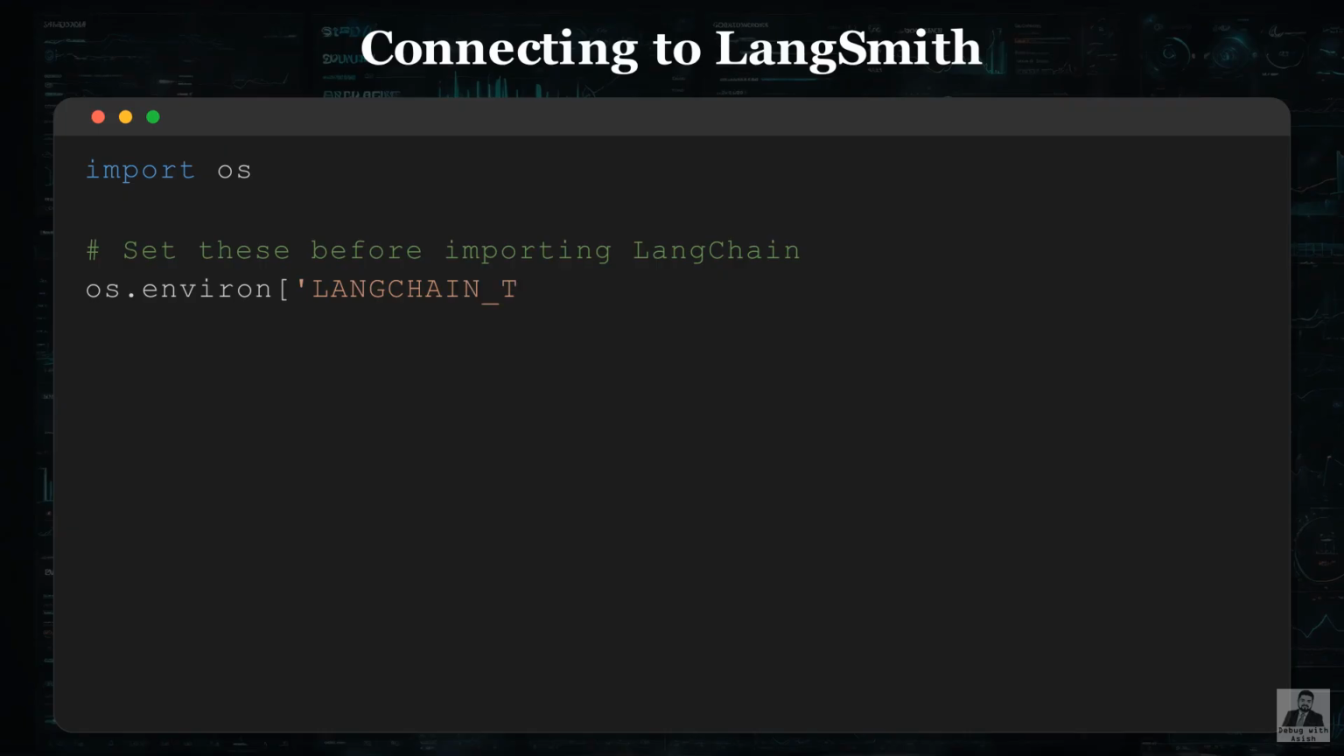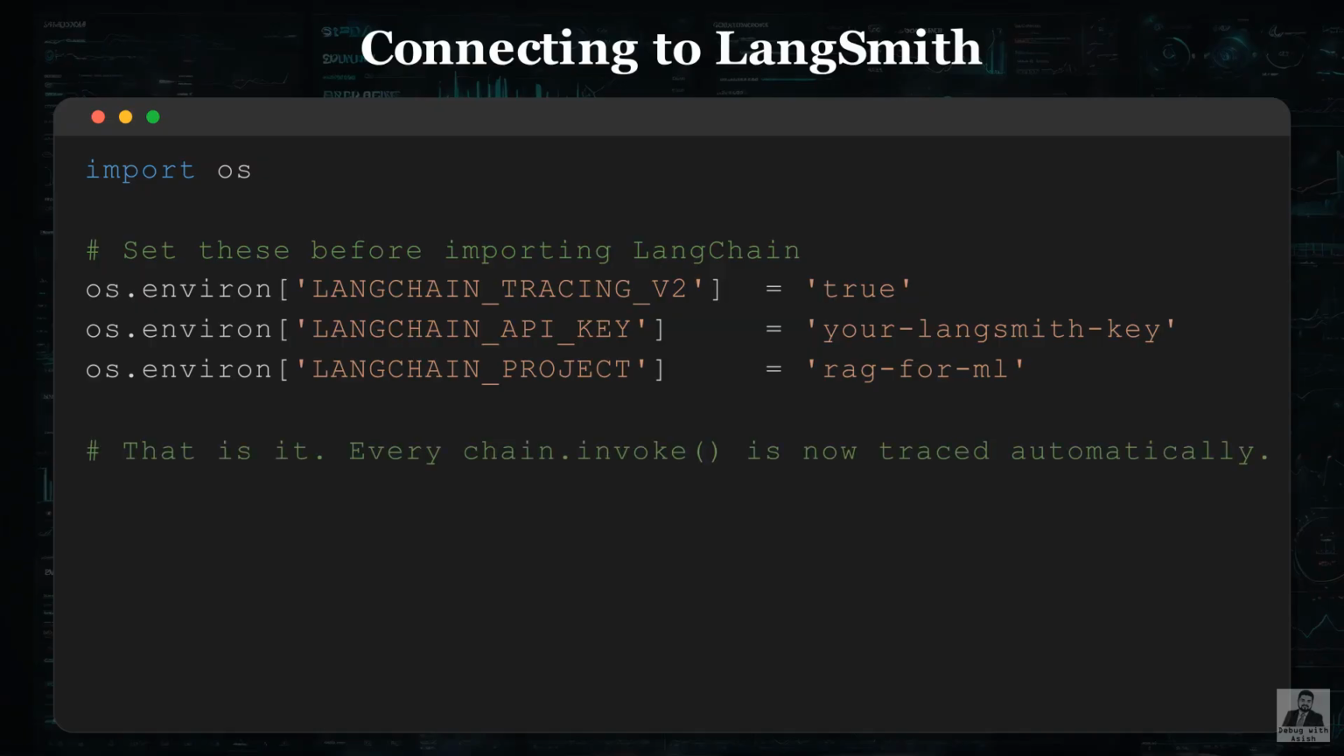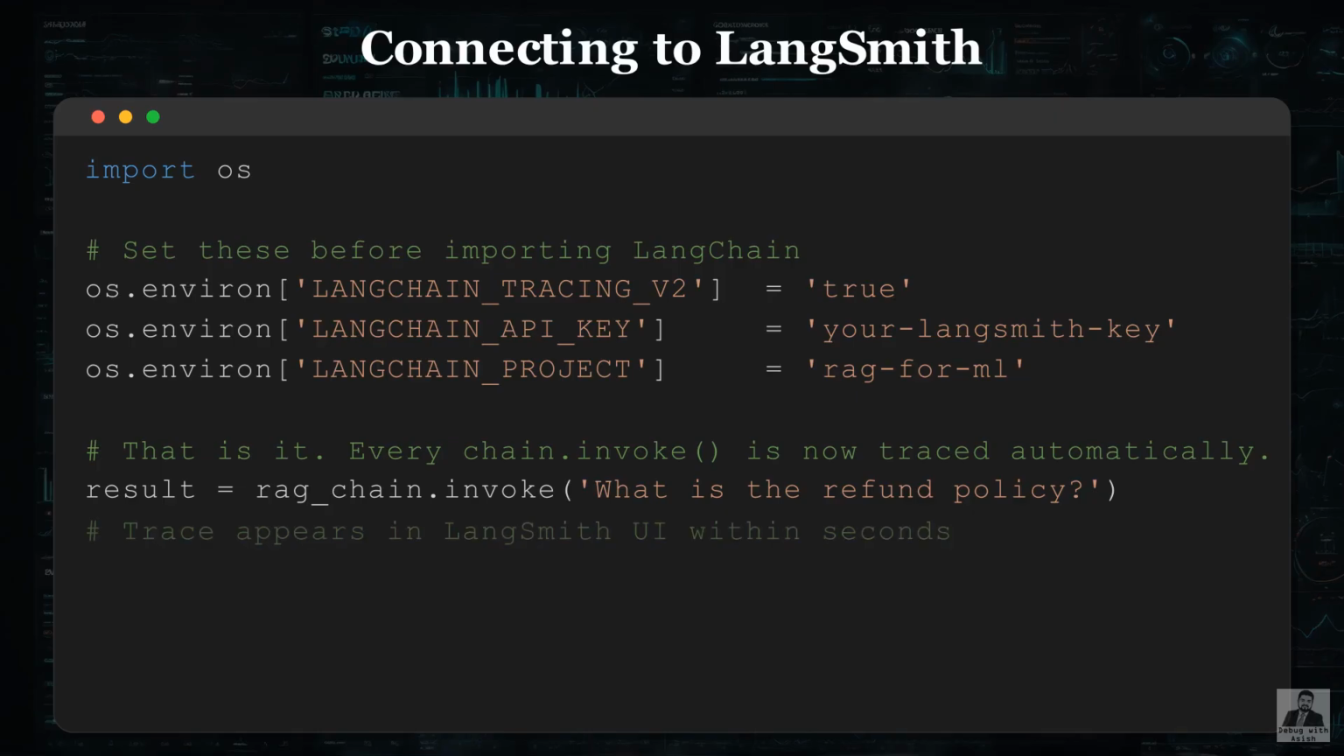Connecting to LangSmith requires setting 3 environment variables before importing any LangChain module. Tracing v2 enables the tracer. The API key authenticates with LangSmith. The project name groups your traces into a named workspace. That is the entire integration. Every subsequent call to chain.invoke, retriever.invoke, or any LangChain component is automatically traced and sent to LangSmith. No callback handler, no custom logging code.